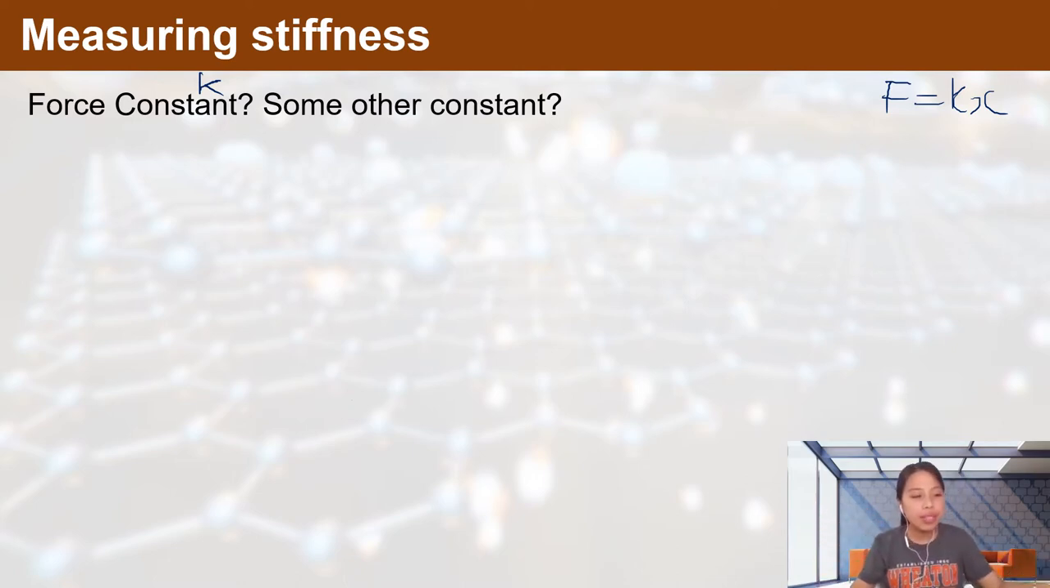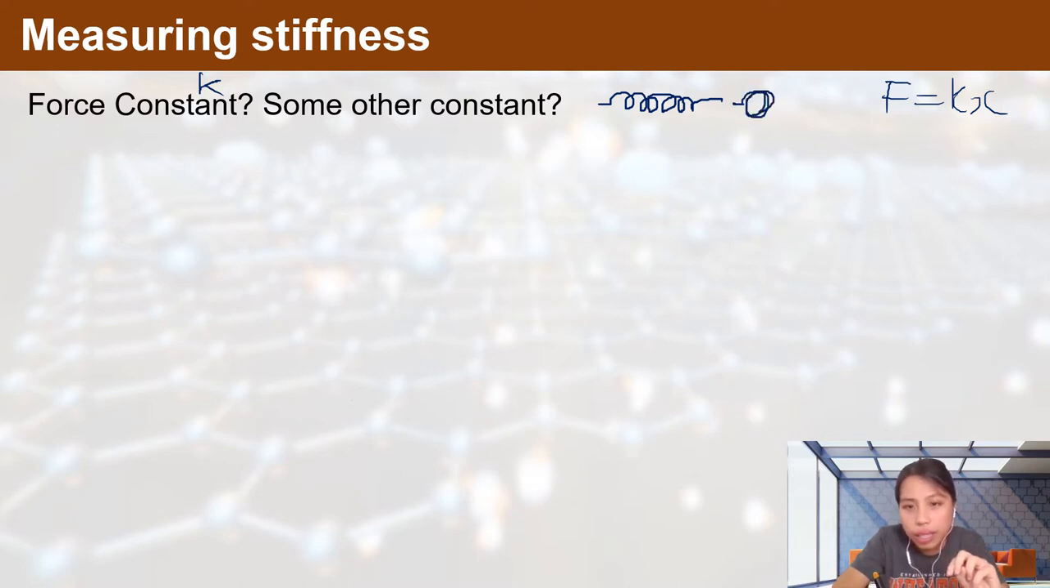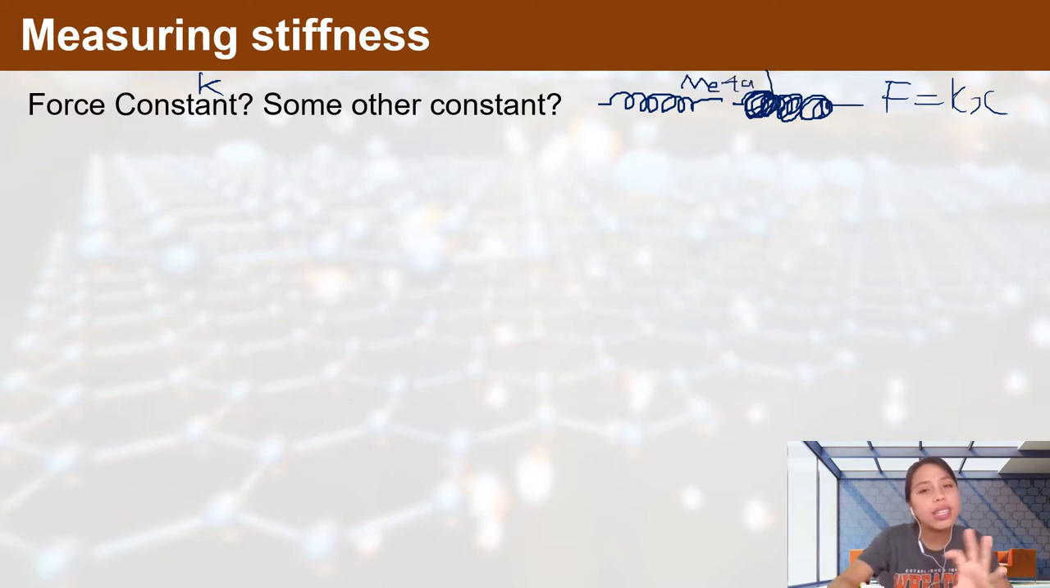But the problem is, this k depends on the size of the spring, the shape of the spring, the material of the spring. Is it a narrow spring like this, or one that's very thick, where each coil is very fat? It could be the same metal spring, but with different k values. What if there's another constant to measure the stiffness of a material? Well, people came up with it. It's called the Young's modulus.